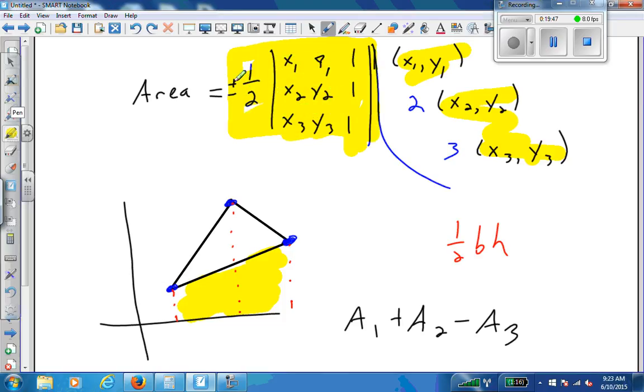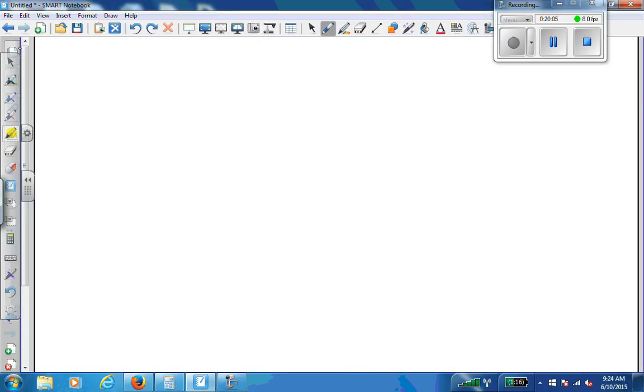The plus and minus has to do with the order that these ordered pairs are in. Sometimes when you calculate that determinant, you might get a negative value, so you pick a sign that would make it positive. Or instead of doing the plus and minus, you could say, well, take the absolute value of 1/2 times that determinant. So let's look at an example.